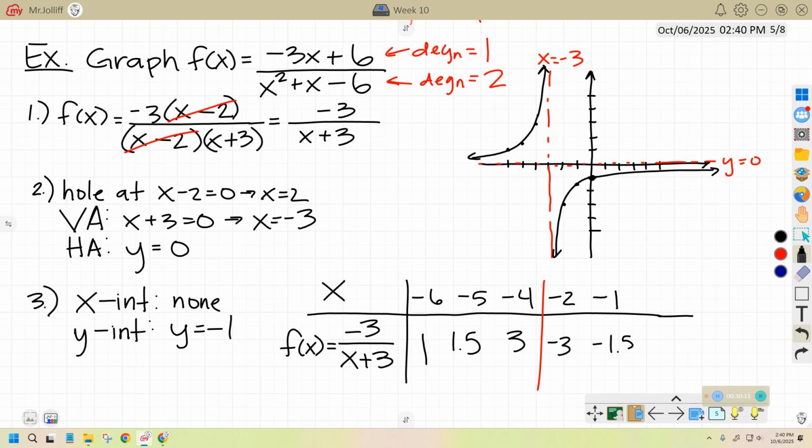There is one more thing my graph needs. What is it? Who remembers? The hole. Very good. We had a removable discontinuity at x equals 2. So I'm going to go back in now that my curve's drawn, and draw the hole.